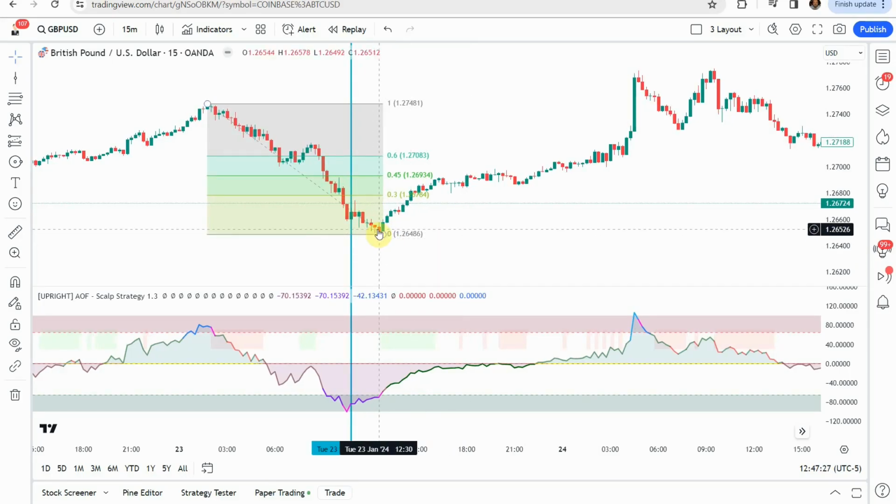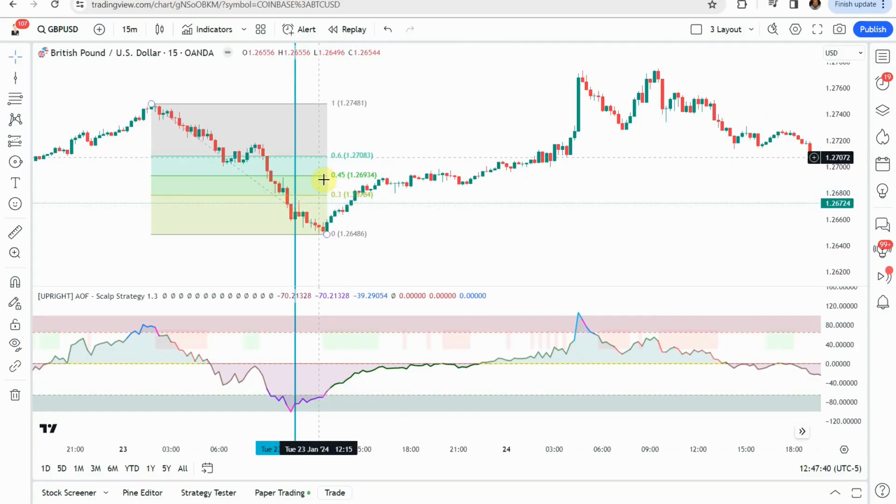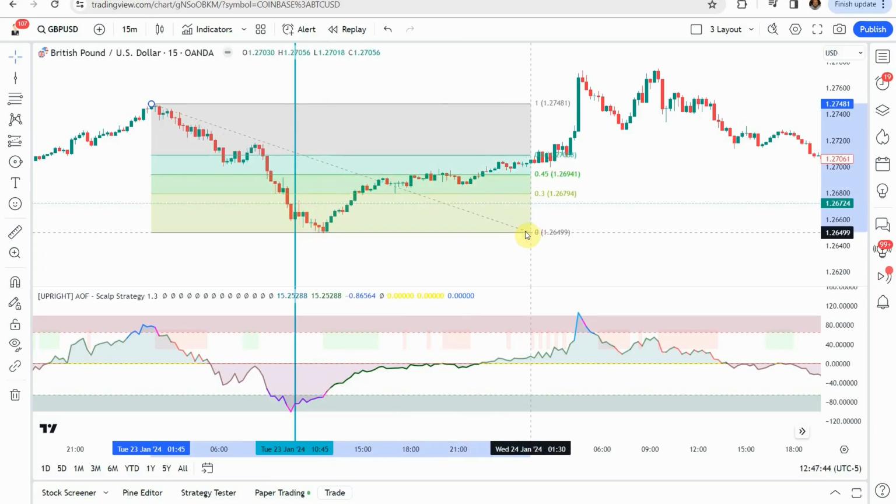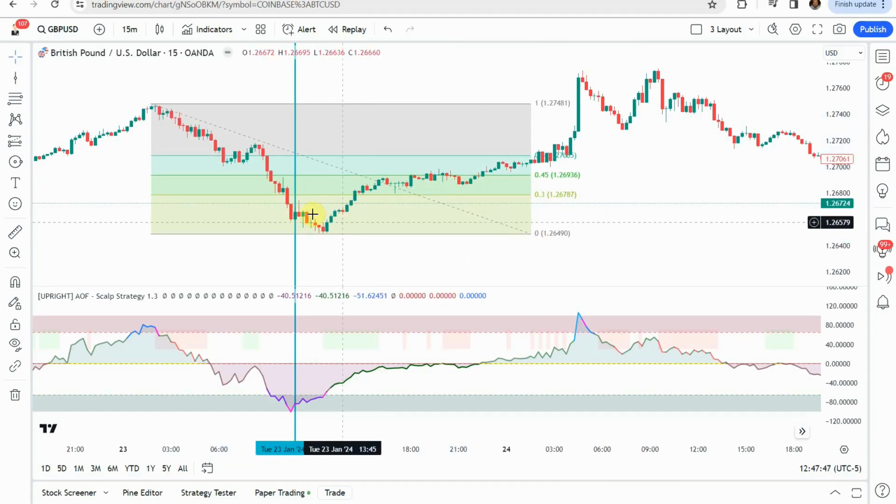Again, we've established our last low right here. In this case, it works out pretty well. We don't have to keep trailing it. Last low here, price comes up, and now we're looking for the entry when price crosses this 0.3 mark, the 0.3 Fibonacci level.